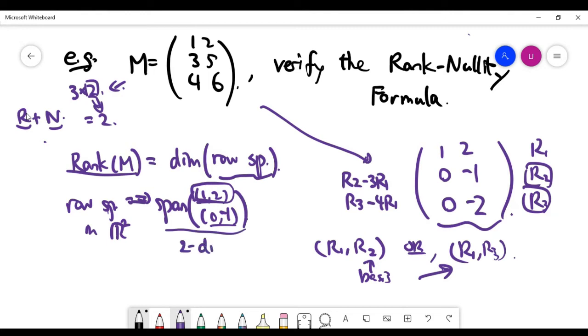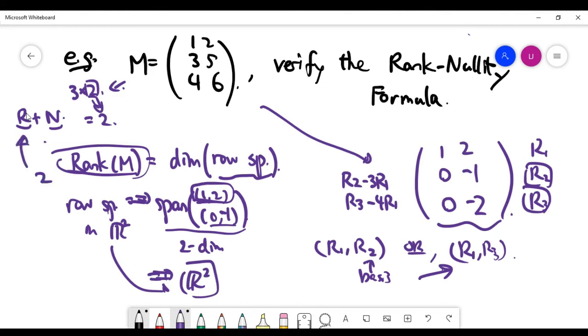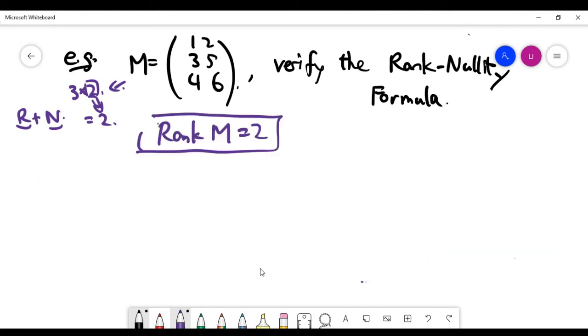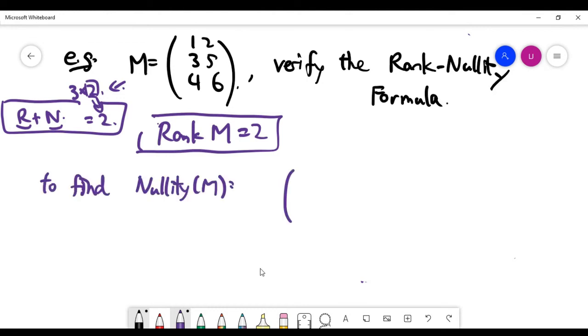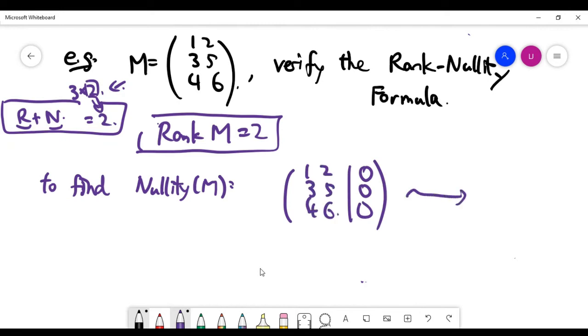And because we know that the row space has two dimensions, basically the row space is the whole vector space R2. And it means the rank is 2, right? And let's write it here. To verify that our rank-nullity formula is correct, it means you must tell me the nullity of M is actually 0. Can you see why? Because to look at the null space, we have to look at the corresponding homogeneous system like this. And once again, you can do the row operation to get the reduced form like this.